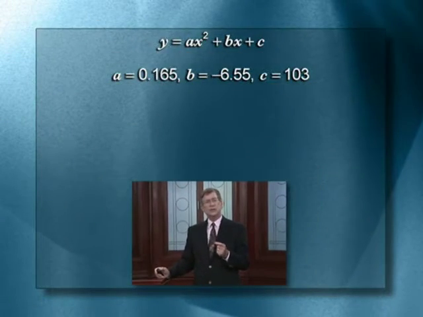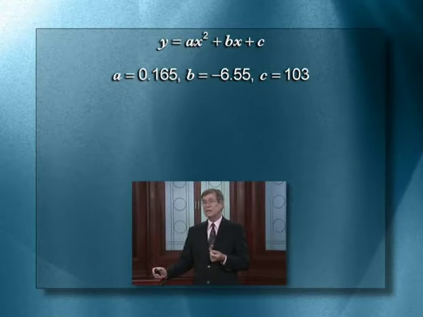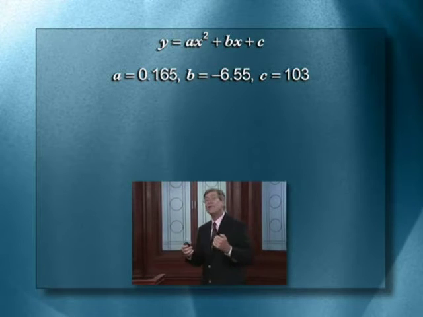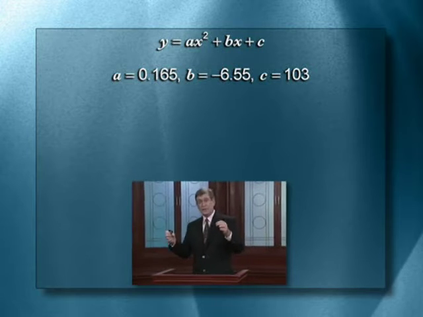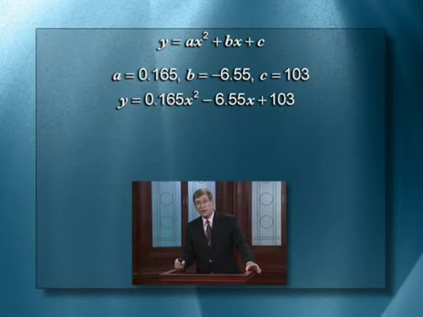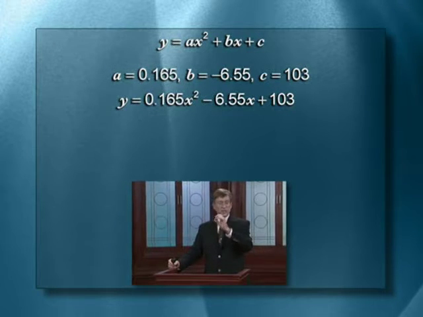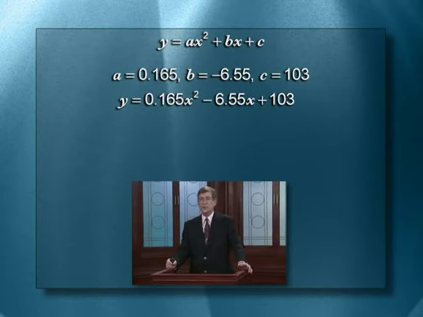I did this on my graphing utility, but you could do it by hand. It's not a very pleasant system to do by hand. The operations to eliminate the variables would be fairly unpleasant. You would enter fraction land, as I like to say. But here's the answer you get. a is 0.165, b is minus 6.55, and c is 103. So we have our parabola that fits the data. It's 0.165x squared minus 6.55x plus 103. That parabola satisfies the 3 data points that we were given.